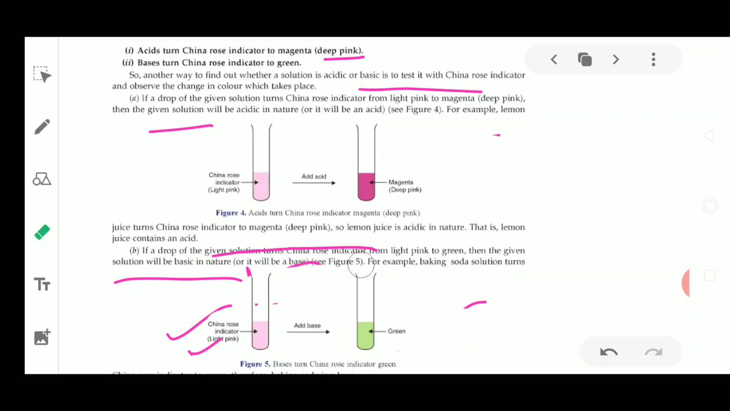That color change is going to show you that it is basic in nature. So this baking soda is a base, as it contains basic substances in it.